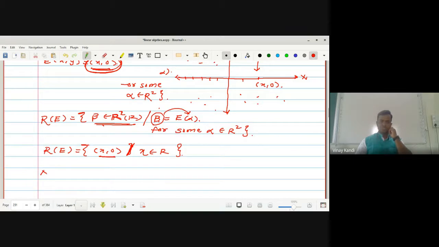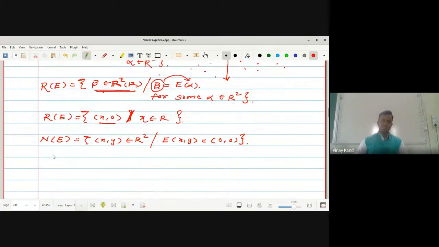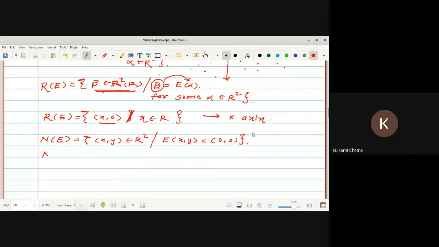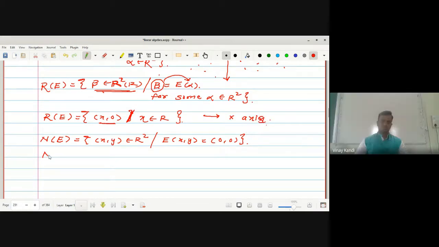Okay, now what is the null space of E? Null space of E is nothing but collection of xy belongs to R2 such that identity ला map व्हायला हवा. E of xy is equal to what? 0 0 is the identity of I. Okay, now tell me what is the null space of E? That is, this is x axis. Origin. What is null space of E?